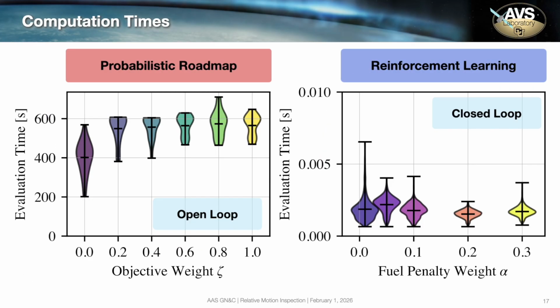Just to further highlight the computational difference of these two methods, we can see the cost of PRMs on the left and of RL on the right. The PRMs are taking about 10 minutes to solve for each case, whereas reinforcement learning is a negligible amount of time that could be easily computed on board.